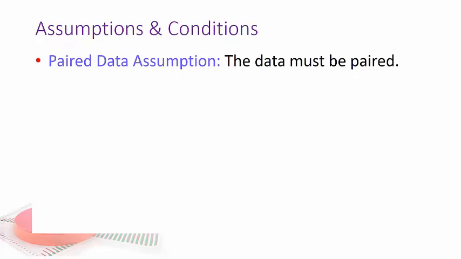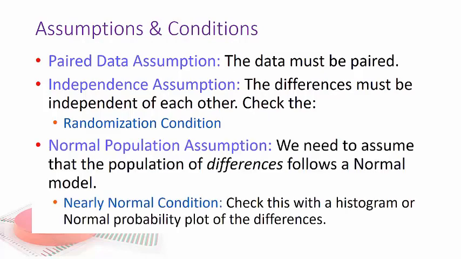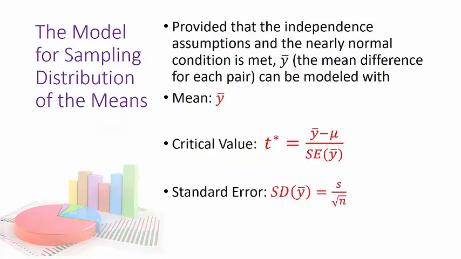All right, we still have pretty much the same assumptions and conditions. Well, the new one is that data must be paired. Independence: well, the data itself is not independent, but the differences should be independent, okay? The nearly normal condition still holds, except instead of looking at a histogram of your two data sets, you're going to look at a histogram of the differences.